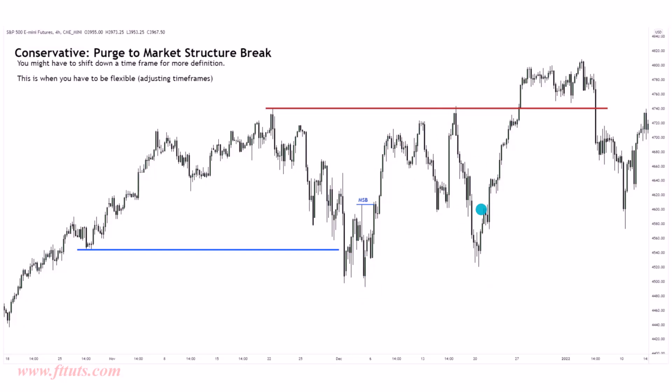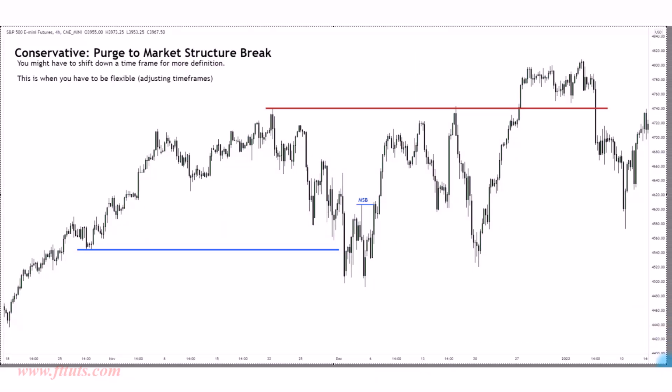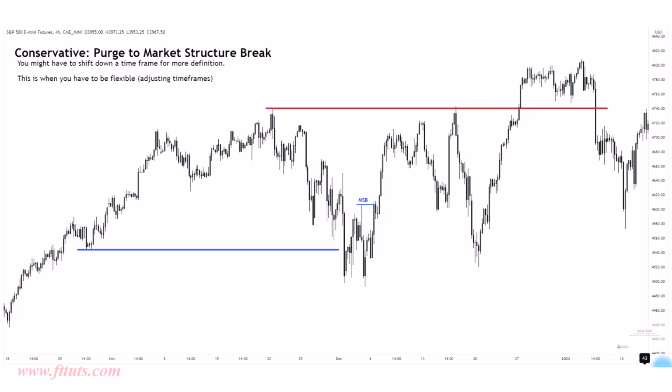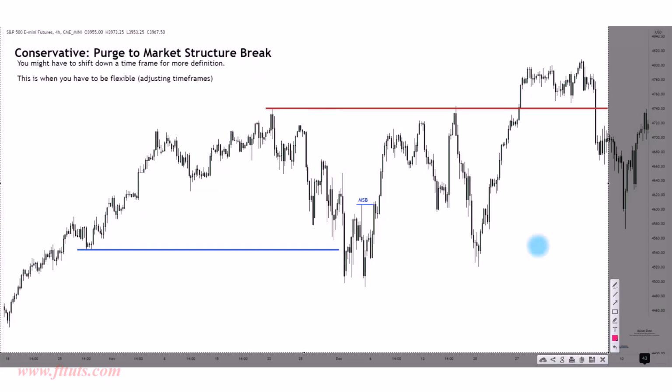So real quick, I'm going to compare the aggressive to conservative here. Conservative, you're waiting for that market structure break, and then you're waiting for that full-on retracement. But the aggressive trader doesn't have to wait for that full-on retracement. As soon as the liquidity purge happens here, they can use an order block to enter on, which you can see here.